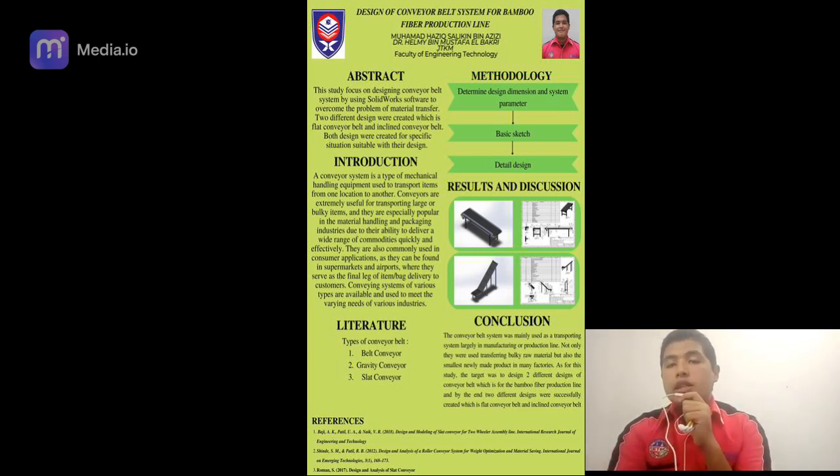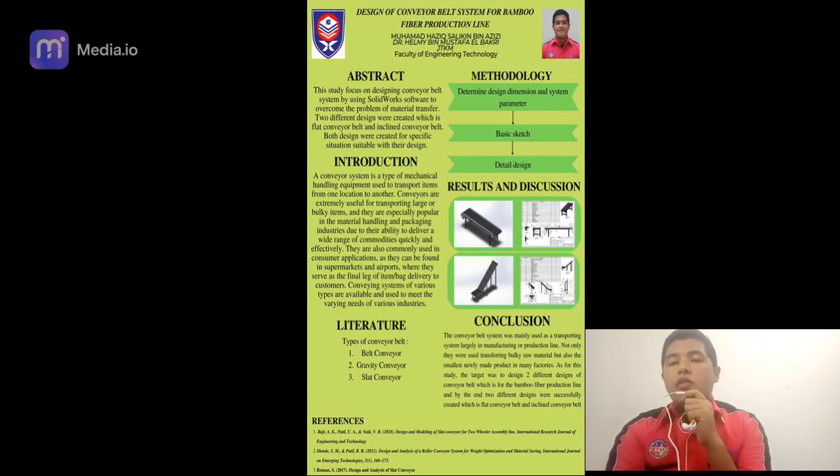The slat conveyor is a type of conveyor that consists of one or more continuous chains to which horizontal slats are linked to produce a moving surface. So basically, it's just like a chain, a moving chain.